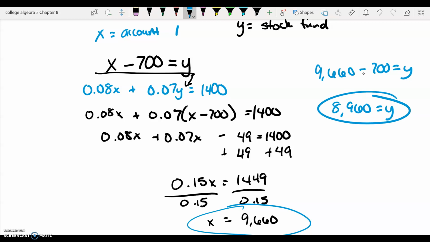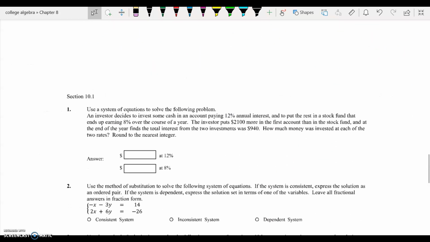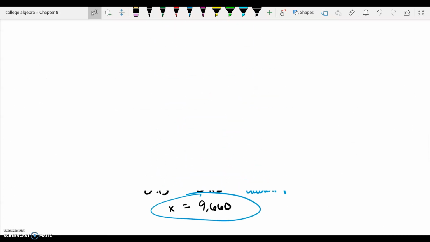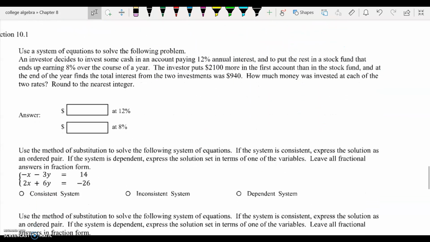Make sure you keep it straight. This is account 1. This is your stock fund. So just as an example, that's what the Hawks is, guys. Is you're going to do that. You can always double check it. I could find the interest of both of these. So I could do 9,660 times my 0.08 and add it to my 8,960 times 0.07. And you should get the interest amount that you have. And it works out on that one that we just did.